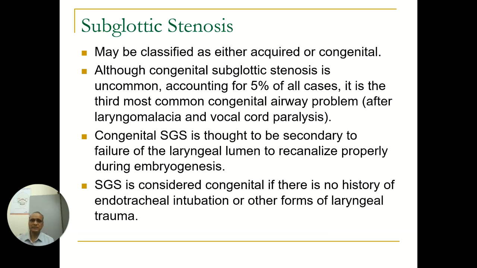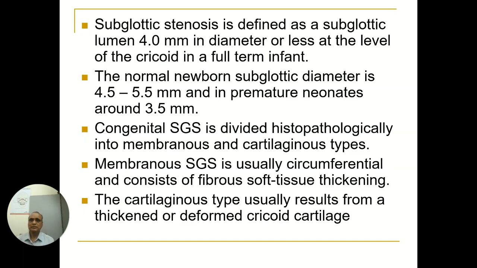Congenital subglottic stenosis is thought to be secondary to failure of the laryngeal lumen luminization or recanalization properly during embryogenesis. Subglottic stenosis is considered congenital if there is no history of endotracheal intubation or other forms of laryngeal trauma. Subglottic stenosis is defined as a subglottic lumen less than 4 mm in diameter at the level of cricoid in a full-term infant. The normal newborn subglottic diameter is 4.5 to 5 millimeters, and in the case of premature neonates, it is 3.5 millimeters.